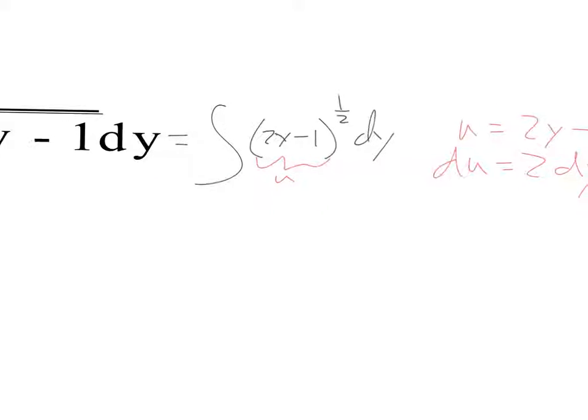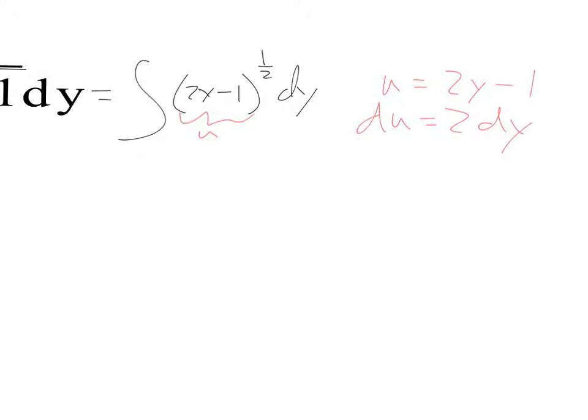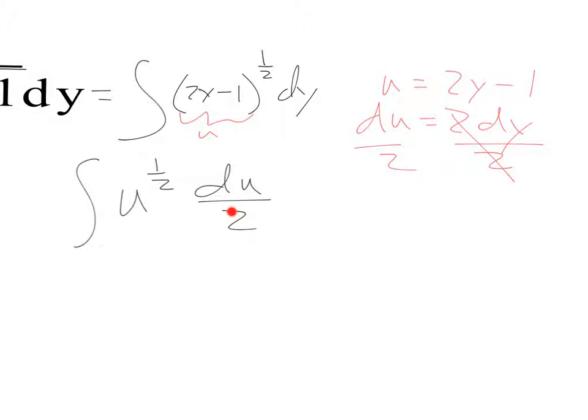Well, now we can rewrite this thing, right? So let's see. We have the integral, and instead of 2y minus 1, we're going to replace that with u to the 1/2. But instead of dy, we need to solve for dy here. So we're going to divide by 2, divide by 2. And so dy is actually equal to du over 2. Again, this is just like a coefficient. So we can actually write this as 1/2 the integral of u to the 1/2 du.